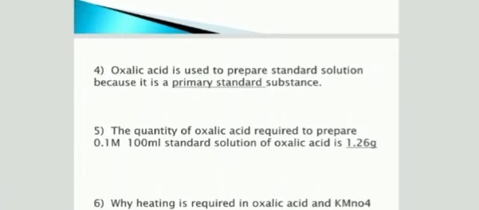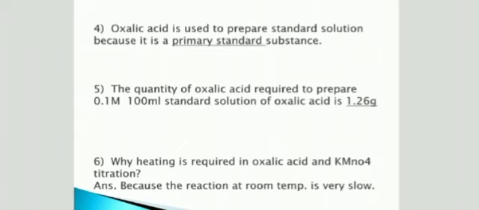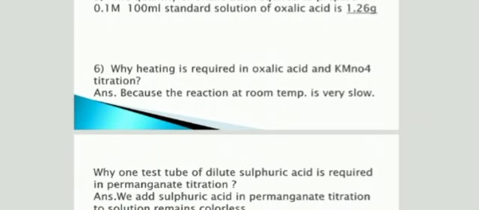Next question. Oxalic acid is used to prepare standard solution because it is a primary standard substance. Next question. The quantity of oxalic acid required to prepare 0.1 molar 100 ml standard solution of oxalic acid is 1.26 gram. Next, why is heating required in oxalic acid and KMnO4 titration? Answer, because the reaction at room temperature is very slow.